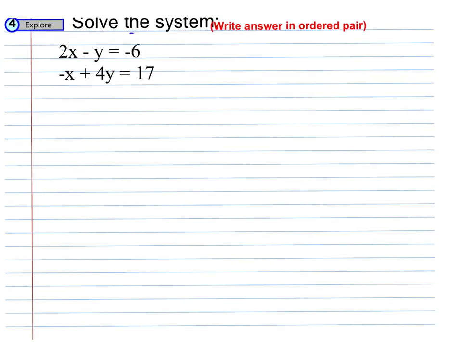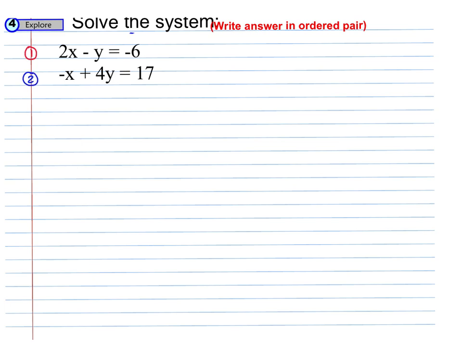This is our last problem for today. It's a little bit different. On this one, you will have to multiply by a number, so you will have to eliminate something. So we're going to look at our equations. Again, this is equation 1, and this is equation 2.